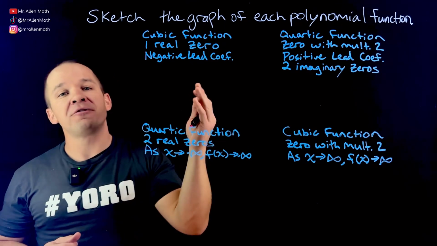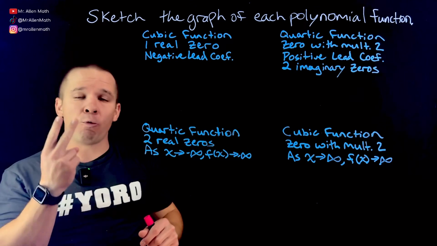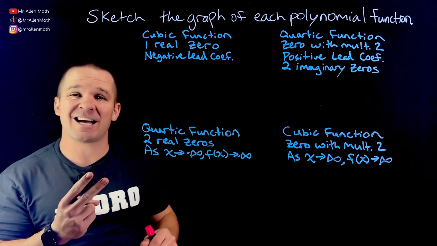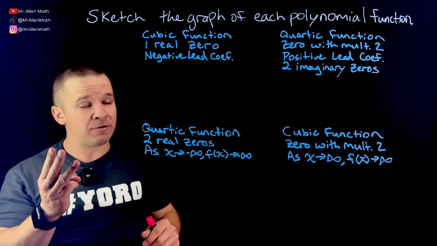Mr. Allen here with some sketching of polynomial functions, giving a description of that polynomial function and some characteristics about it. For the first one here, we have a cubic function. It's got one real zero. That means it's going to cross the x-axis once, and a negative lead coefficient.